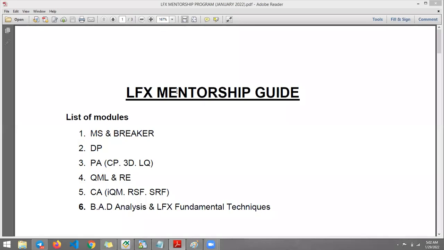Yeah, so this is basically session 3. So we've done session 1, MS and breaker. We've also done session 2, which is decision points. So session 1 and session 2 should be at your fingertips by now. Yeah, so right now we're going to do session 3, which is what we call PA.